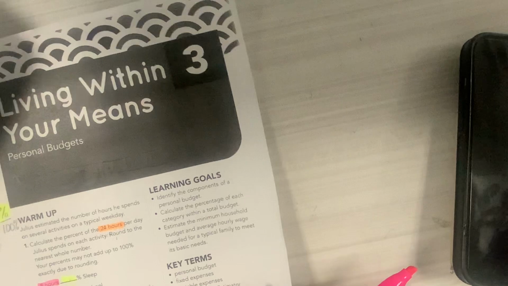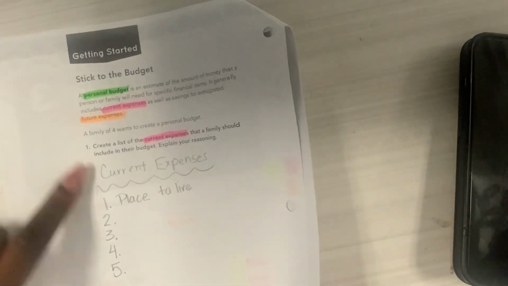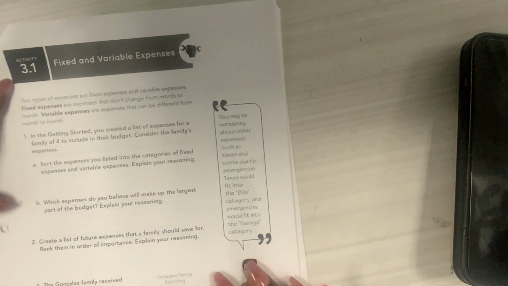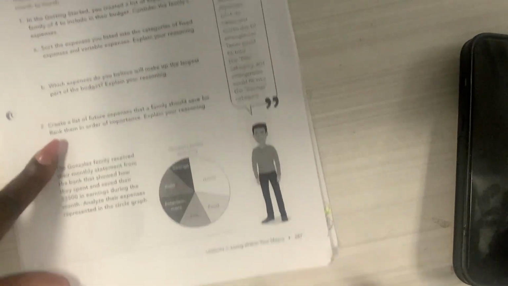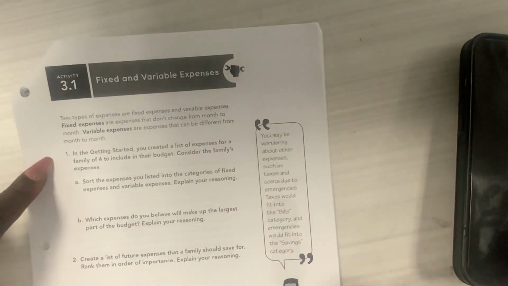Living within your means. So we've been talking about personal budgets, and you just finished the getting started and listing this family's current expenses. Now you should be on activity 3.1, which is on page 287. So let me walk you through it. It's a lot of words.